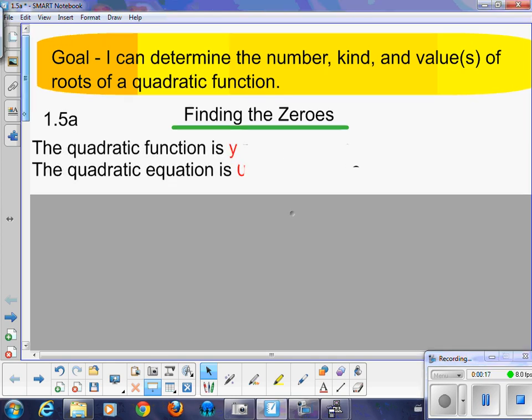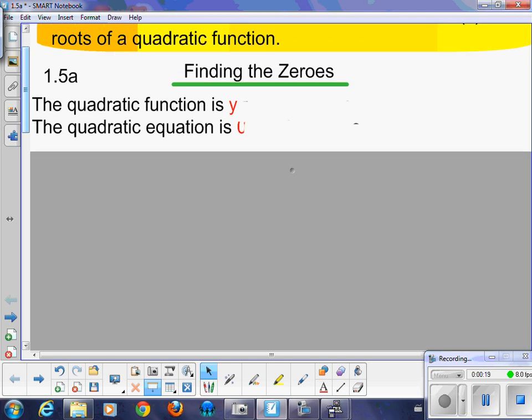So first of all, one thing that we need to know is that the quadratic function is ax squared plus bx plus c, and the quadratic equation is 0 equals ax squared plus bx plus c. So the real difference is a function has y equals, an equation has 0 equals. So when we take a closer look at that, what that means is that when we're looking at a function, there's infinite solutions.